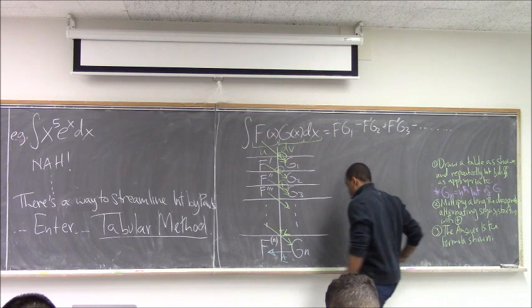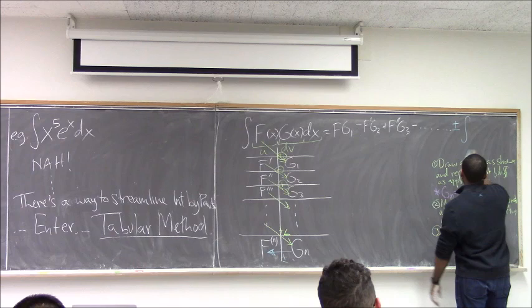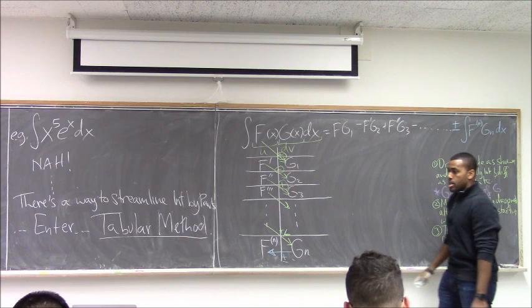And finally, what you're going to end with is an integral. Now, at this point, you don't know what the sign is going to be. It depends on if you have an odd or even number of rows. It's going to be the integral of the last guy, f to the nth prime, g n, dx. And it turns out that is going to be the answer.